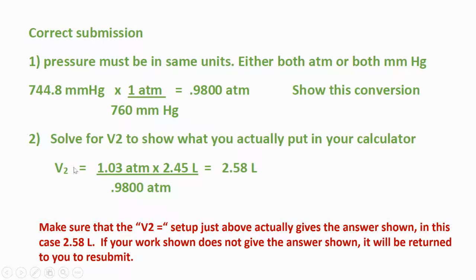So you must show me that V2 equals step. I know what you put in your calculator, and actually put it in your calculator and make sure that the answer you're writing down, perhaps from the bottom of the page, actually matches the work you've shown. Because if it doesn't, it's going to be returned to resubmit.